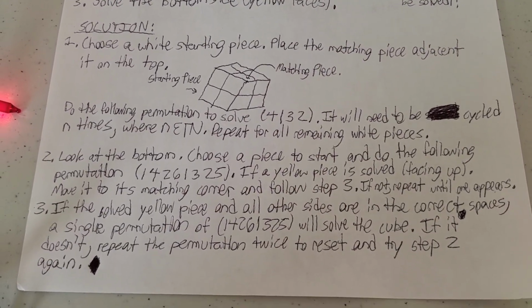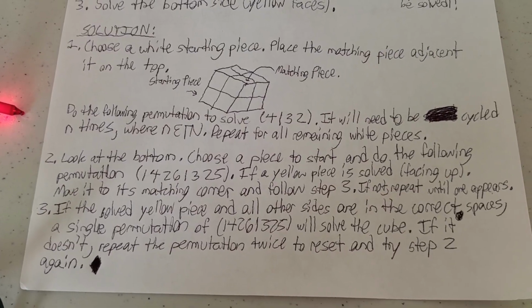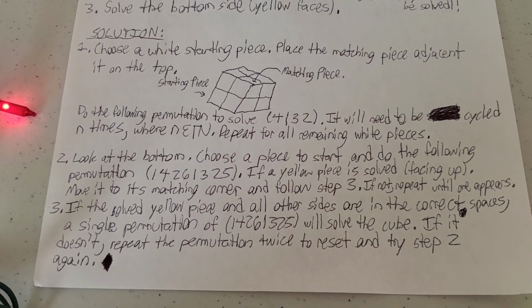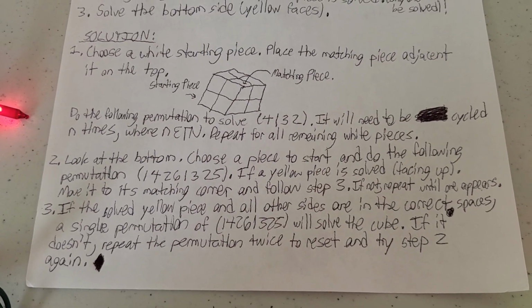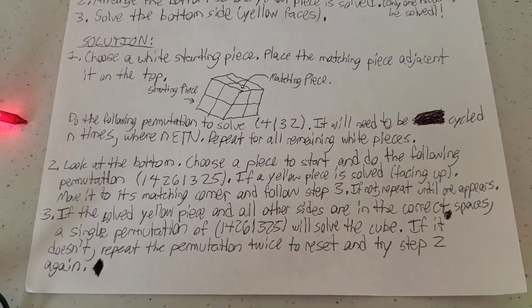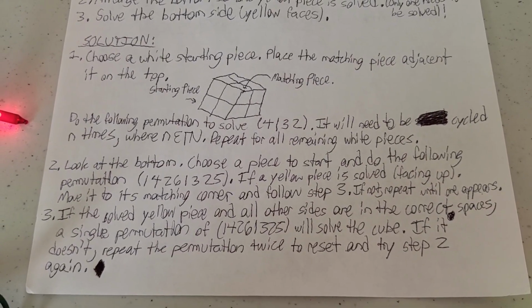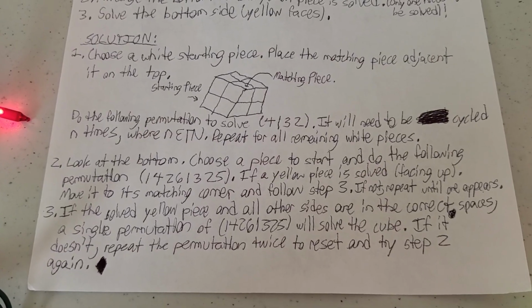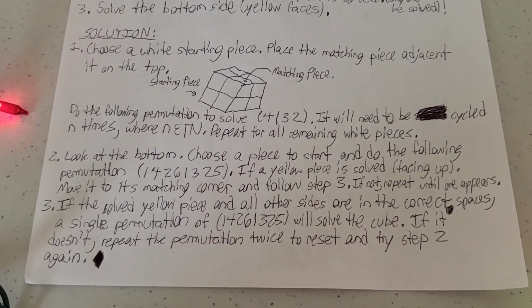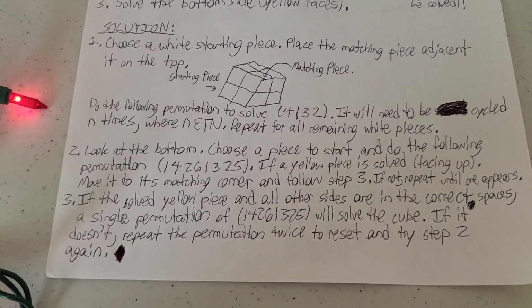So after we do that permutation, if a yellow piece is solved facing up, we need to move it to its matching corner and follow step 3. But if not, we need to repeat the step until we have only one yellow piece solved.